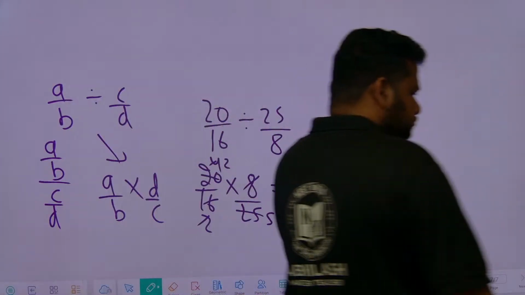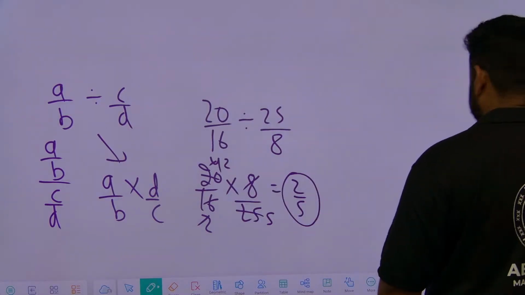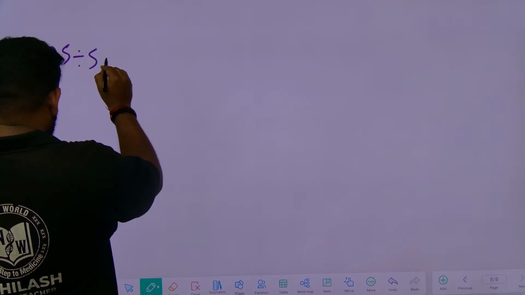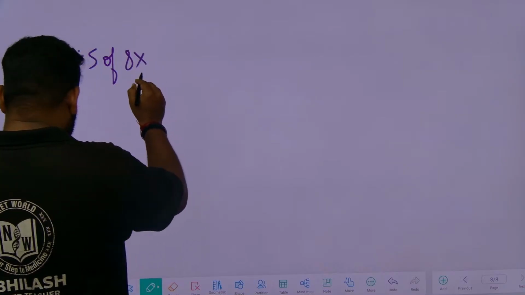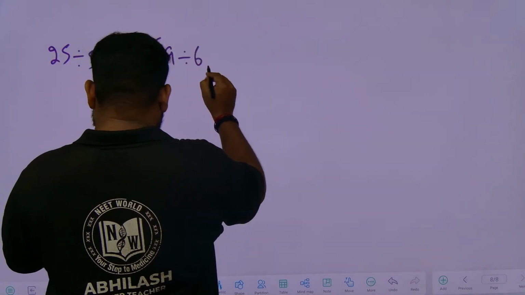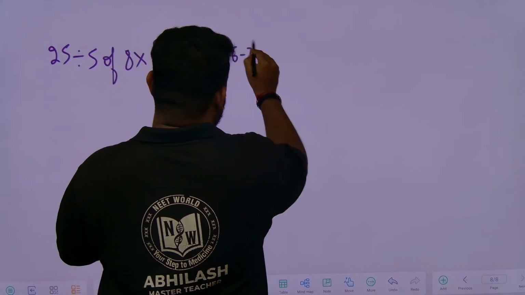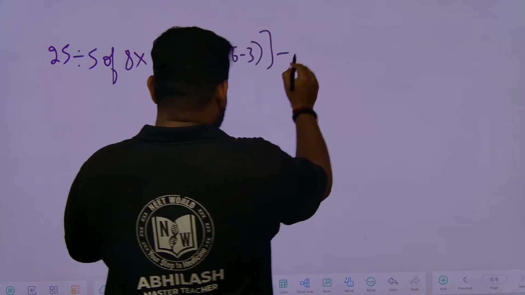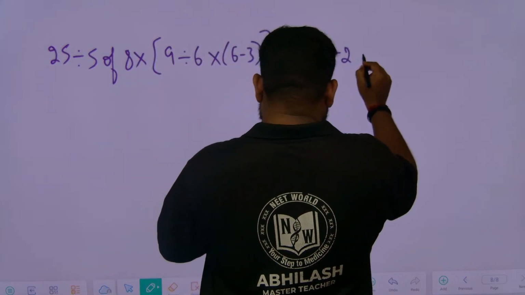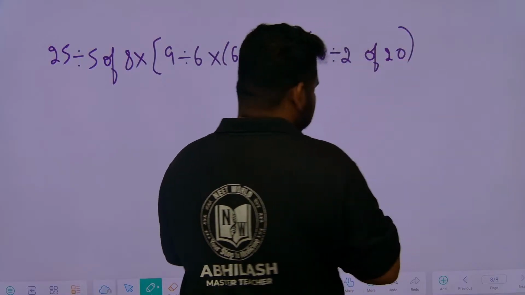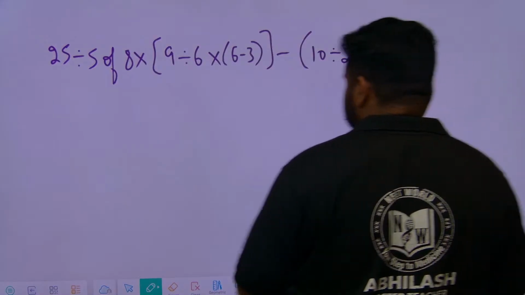So next, we'll see some questions of this type. 25 divided by 5 of 8 into 9 divided by 6 into 6 minus 3, minus 10 divided by 2 of 20. This is what is given. Try this.